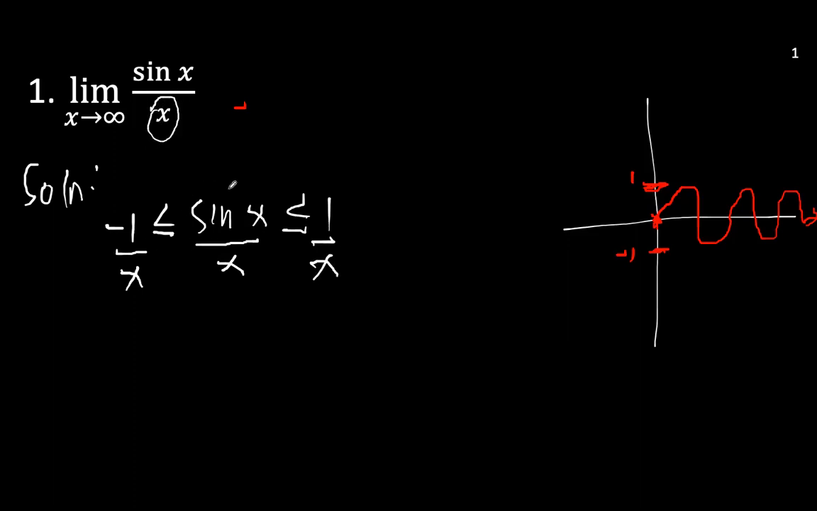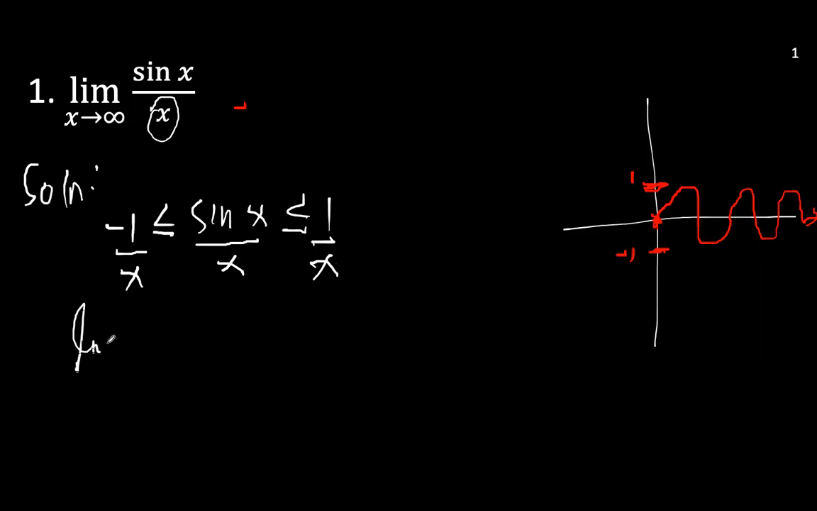So we already found the middle term, which is sine x over x, the same as the given function in the given problem. So here, for us to find the limit of sine x over x as x approaches infinity, we can take the limit on all of the terms in the given inequality.